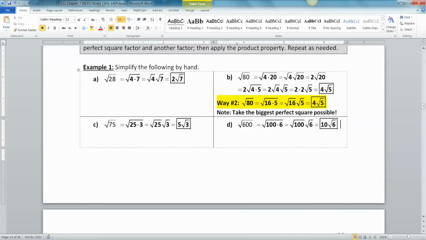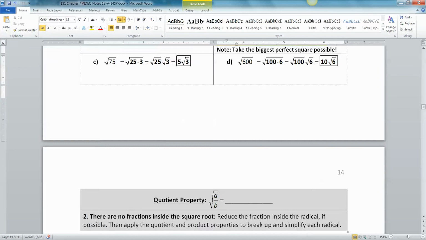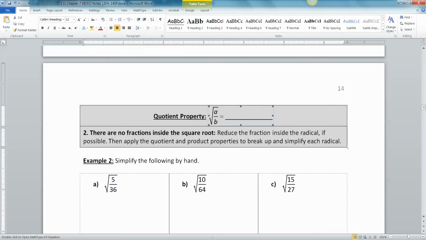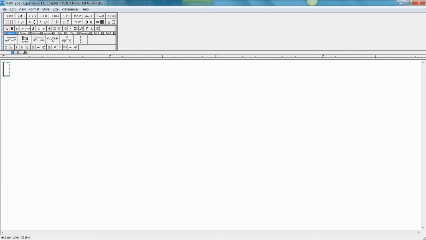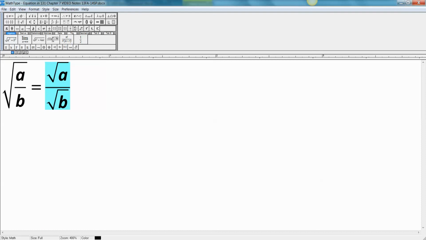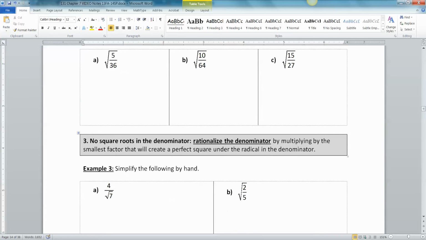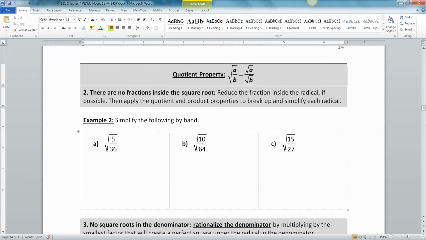All right, so we're done with that bit. Let's see what's in the next bit. Okay, so fractions. The quotient property says if you have the square root of A over B, that is equal to the square root of A divided by the square root of B. Now, we only have these two properties for products and quotients. That's it. You do not have any for adding and subtracting. So notice none of these problems have adding and subtracting. There's a reason for that.